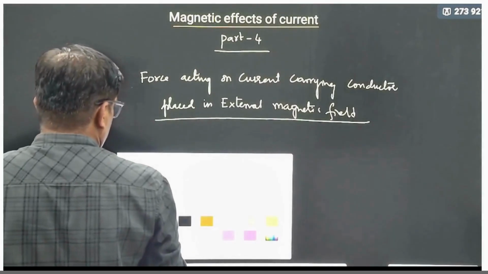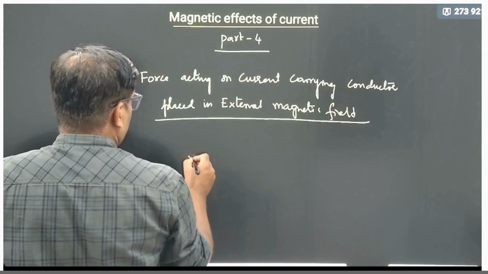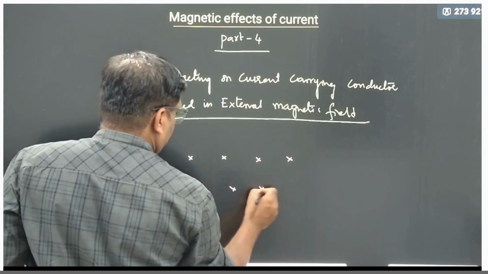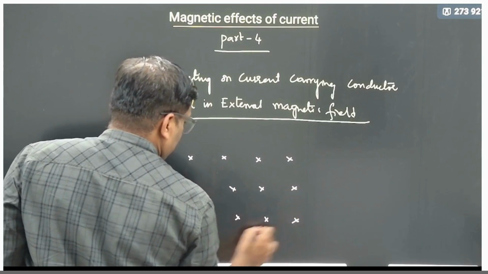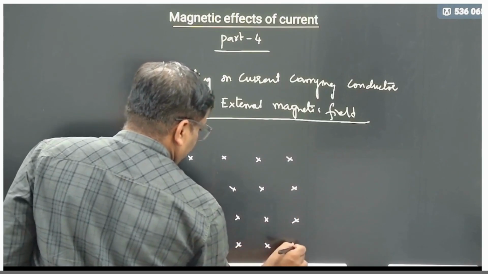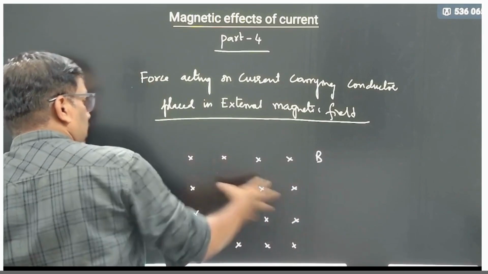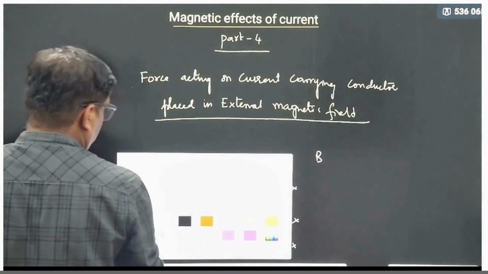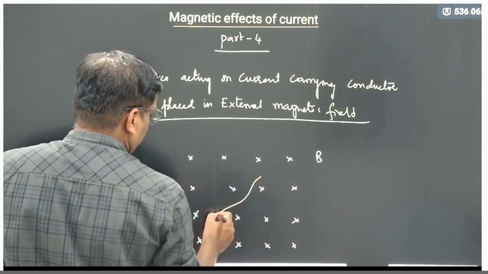Suppose there is one magnetic field, okay? This is one magnetic field. You already know, if you see part 1 or part 2, I discussed this with moving charges. This is a uniform magnetic field. The magnetic field direction is into the board. Clear? So here we are placing one small current carrying conductor, suppose, right?